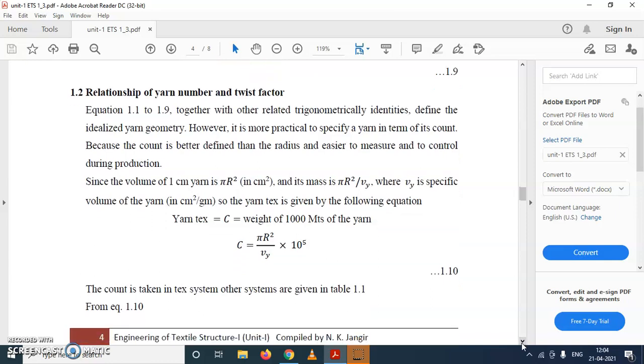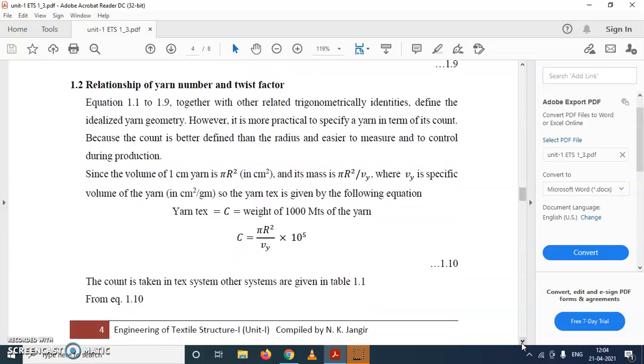Relationship of yarn diameter and twist factor. Now just listen carefully: what is yarn tex? Yarn tex is the weight of 1000 meters of the yarn in grams. So the weight or mass of 1000 meters of the yarn we can write as density into volume, and the volume of the yarn, if we consider it to be a cylinder, is pi r square h. Volume of a cylinder is pi r square h.